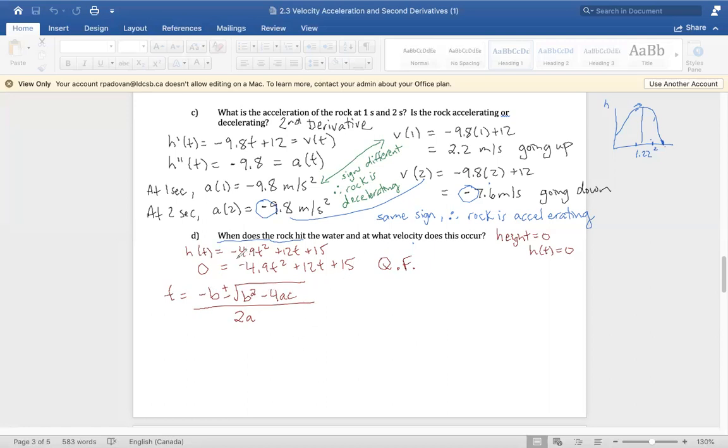And let's just write down, it's in standard form. Our a value is, be careful, negative 4.9. Our b value is positive 12, and our c value is positive 15. I don't know if I want to plug this in with you. I feel like you guys should be able to do it. But 12 squared minus 4 times a times c, all over 2a. 2 times negative 4.9, I already know is negative 9.8. So I'm just going to go ahead and write that in right away.